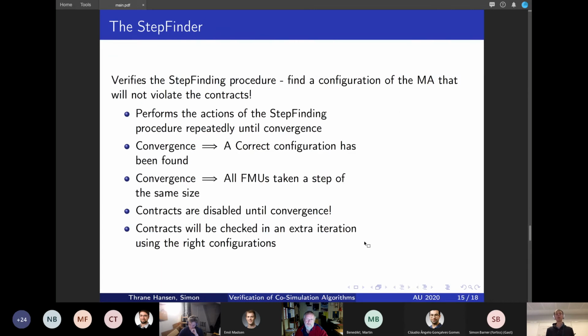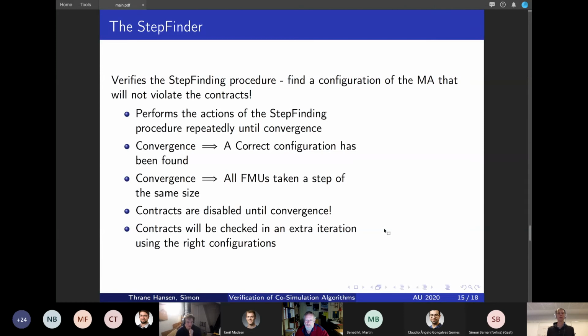And then we have these 2 other templates, the step finder and the loop solver. The point with those is just that both of them violate some of the contracts that we stated earlier. So these templates need to find a configuration of the master algorithm that will not violate the contracts. When we are looking at the step finder, we need to find a common step of all the FMUs, because we know that such a step will not violate the contracts that we stated. So the step finder repeatedly performs a procedure of actions until we find such a common step. And so inside the step finder, we disable all our contracts because we know it will violate them.